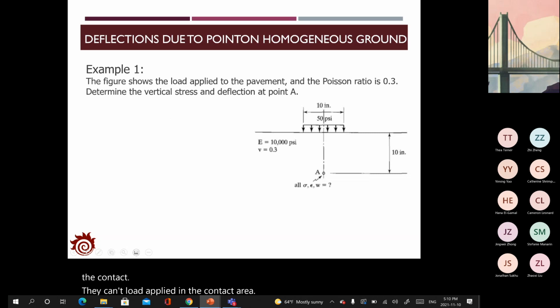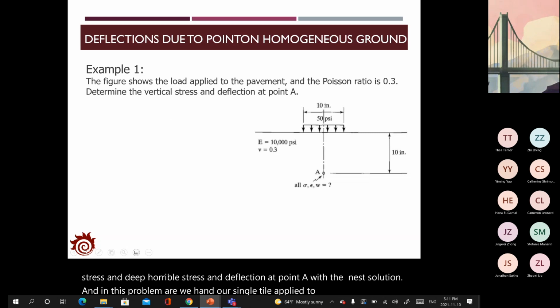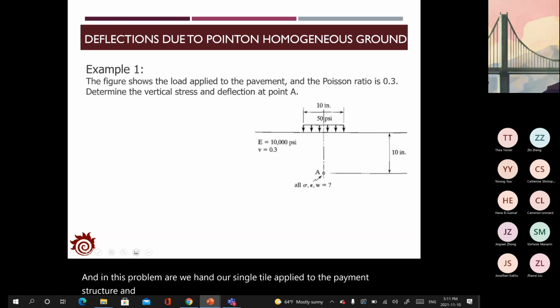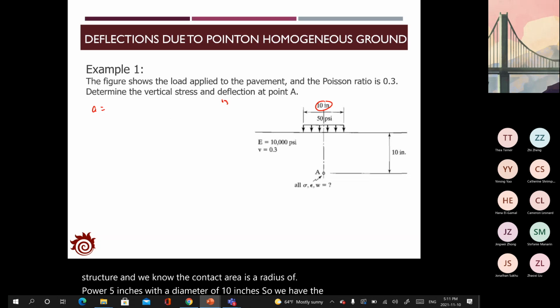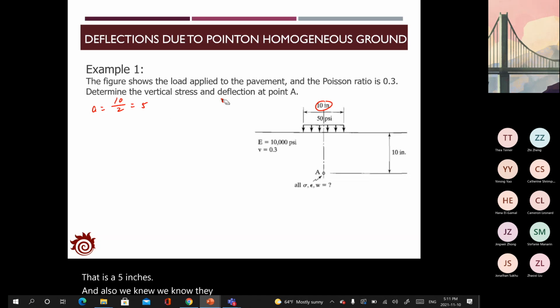And now let's go see one simple example for the calculation of the vertical stress and the deflection at point A with the Boussinesq solution. In this problem, we have a single tire load applied to the pavement structure, and we know the contact area has a radius of 5 inches with a diameter of 10 inches. So the radius is 10 divided by 2, that is 5 inches.